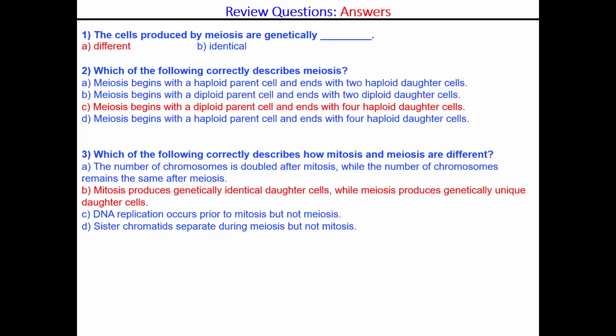All right, and welcome back. So let's go ahead and check out these questions. So the cells produced by meiosis are genetically different. Remember, one of the major things is when it comes to meiosis, we're dealing with our sperm and egg. So we have our sperm and then we have our egg. We want all our sperm to be different. We want our eggs to be different because when they come together, we want a genetically unique and different person.